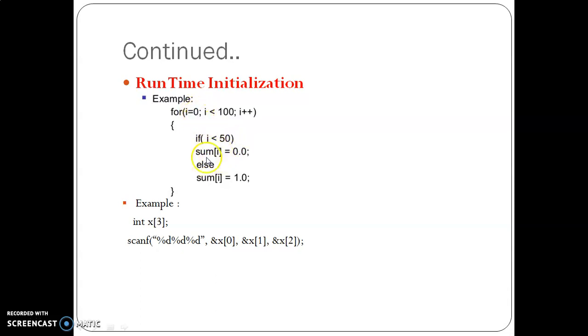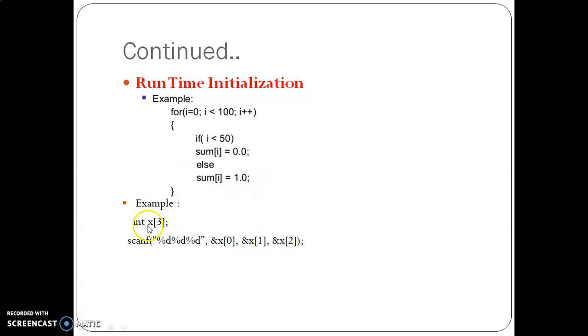Initially i value is 0, so sum of 0 will be assigned with 0.0. So for all the i values less than 50, so for 0 to 49, sum of 0 to 49 will be 0.0, and from sum of 50 to 99, it will be initialized with 1.0, isn't it?